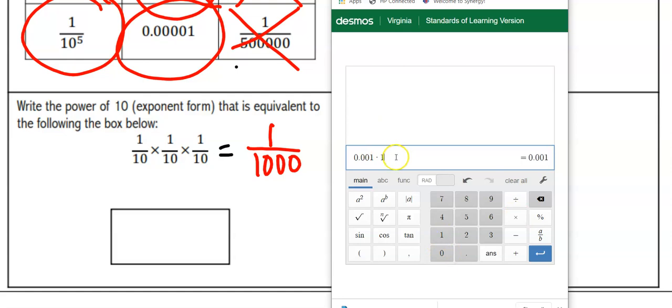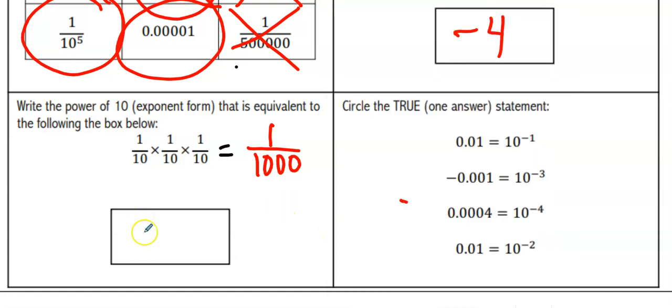So let's do some checking to get the power of 10 from the decimal. So let's do 10 to the negative 3rd. Okay? So if I do 10 to the negative 3rd, I get the same decimal that I just had. So that's a way you can use Desmos to check. So this would be 10 to the negative 3rd power. So I'm going to write that in the box. 10 to the negative 3rd.